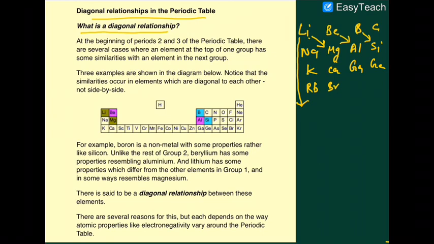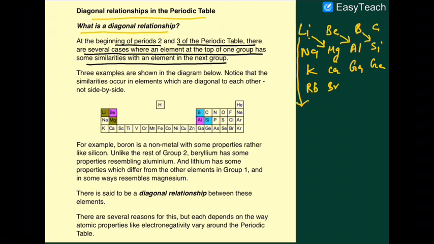So let's move on now. At the beginning of periods 2 and 3 of the periodic table, there are several cases where an element at the top of a group has properties similar to the element in the next group.